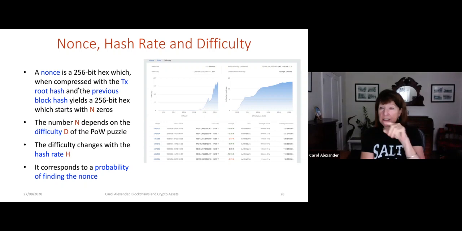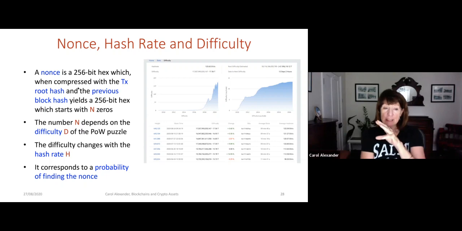Or because 16 is 2 to the power 4, that's 2 to the power minus 8. Or more generally, the chance that you find n zeros is 2 to the power minus 4n, okay?